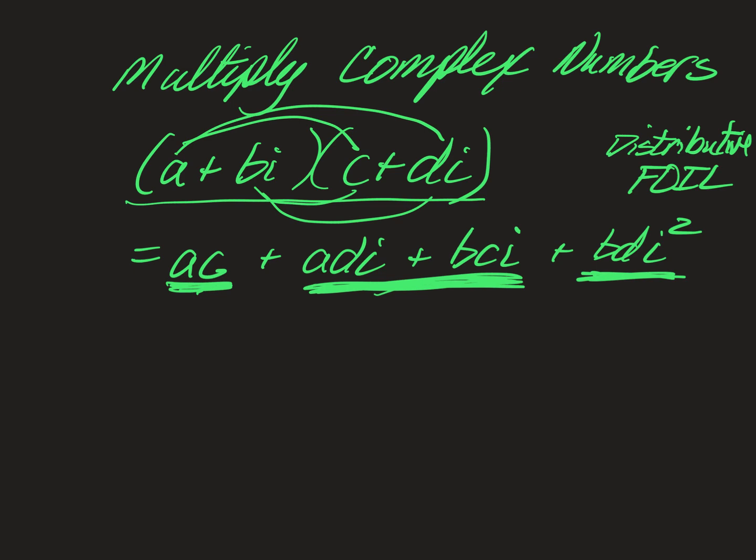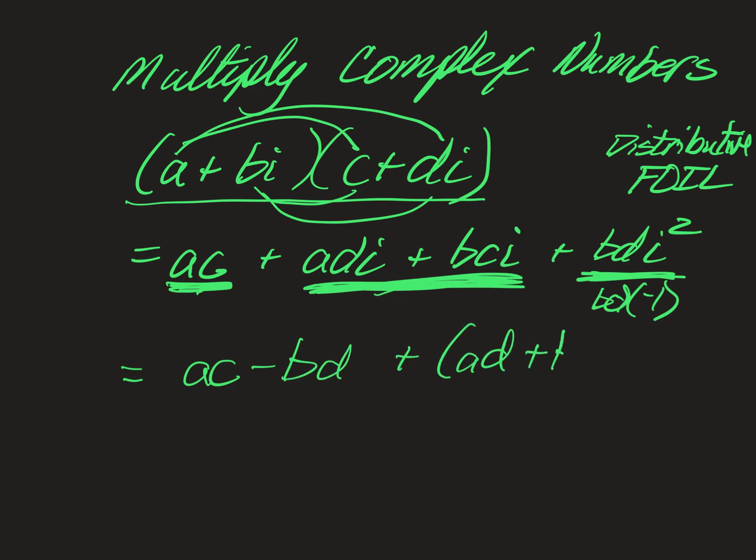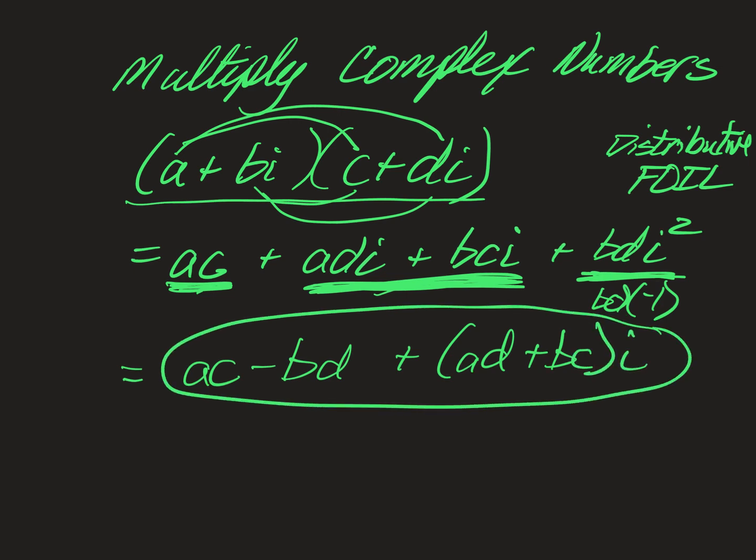So this is really bd times negative 1, or negative bd. So we actually get ac minus bd plus ad plus bc times i. So there it is in complex form.